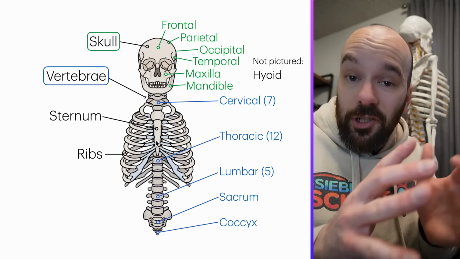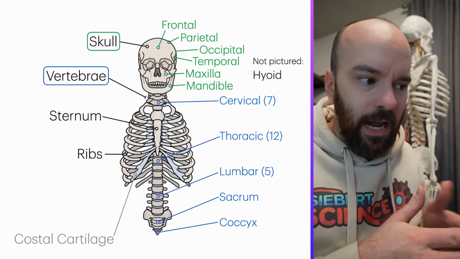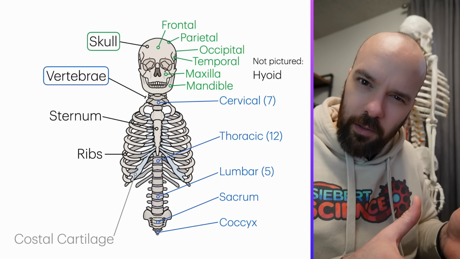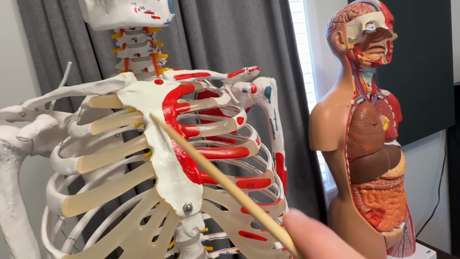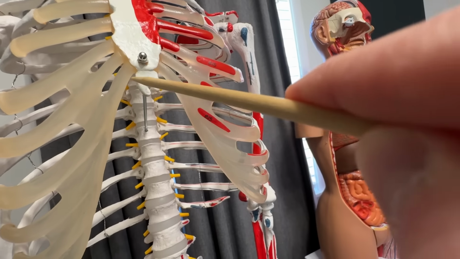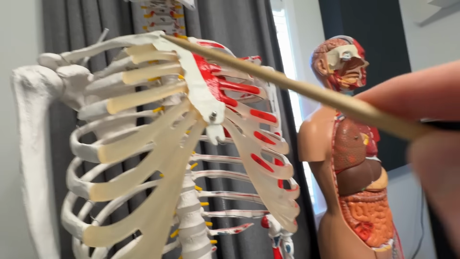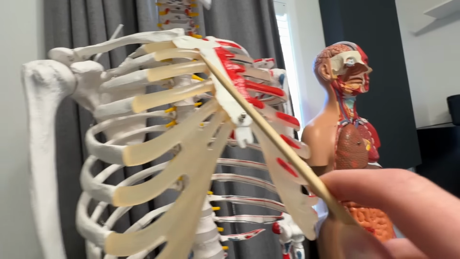Now, the ribs actually connect to the sternum through something called the costal cartilage. So I've got this grayed out here because it's not a bone, it's cartilage, but it's an integral part of the skeletal system. So here's the sternum. Here's that notch I was talking about right here. And then here is the xiphoid process sticking down. And we have the costal cartilage right here, which is connecting the ribs to the sternum.